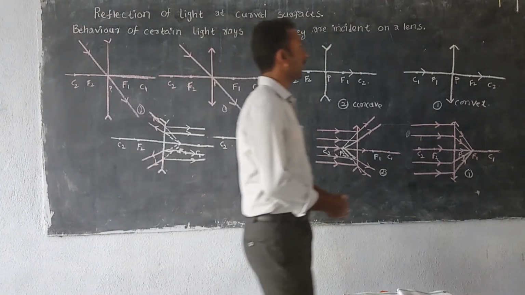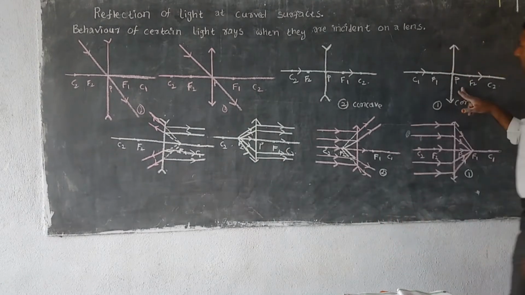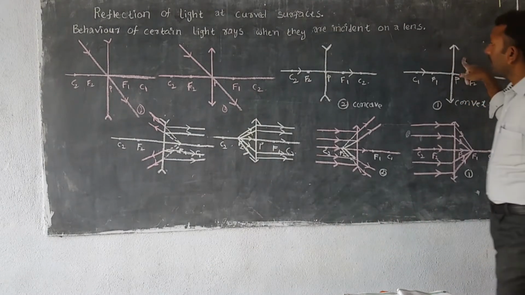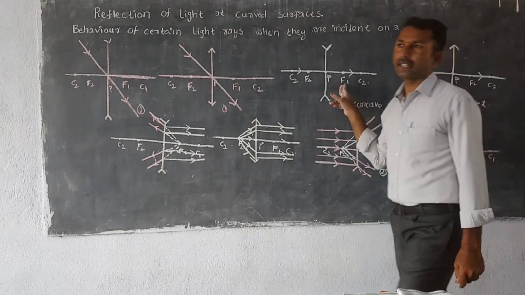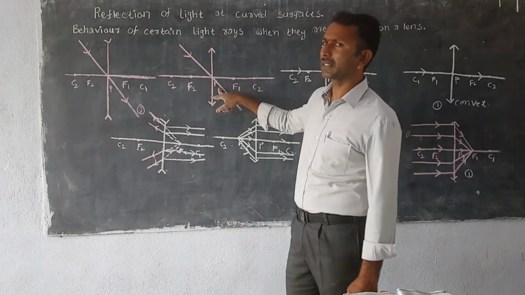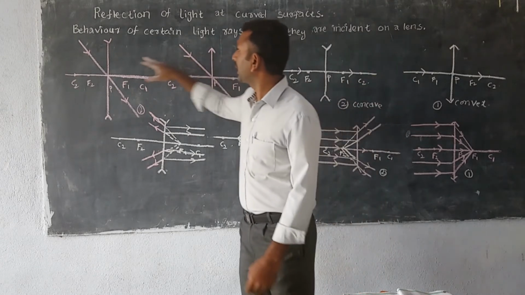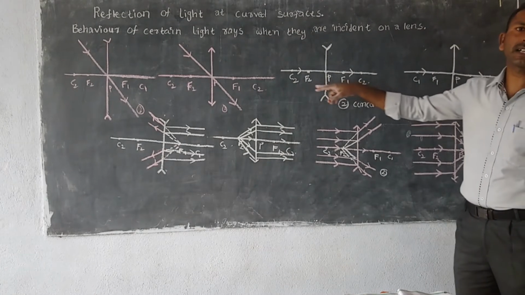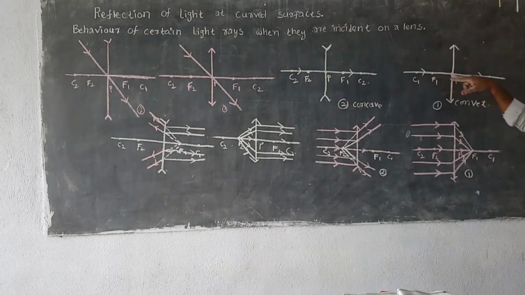In the first case, if any light ray is going along the principal axis for a convex lens and a concave lens, and in the second situation, if any light ray is going through the optical center for a convex lens and a concave lens, in both cases the light ray will not deviate. The light ray is not deviated here.